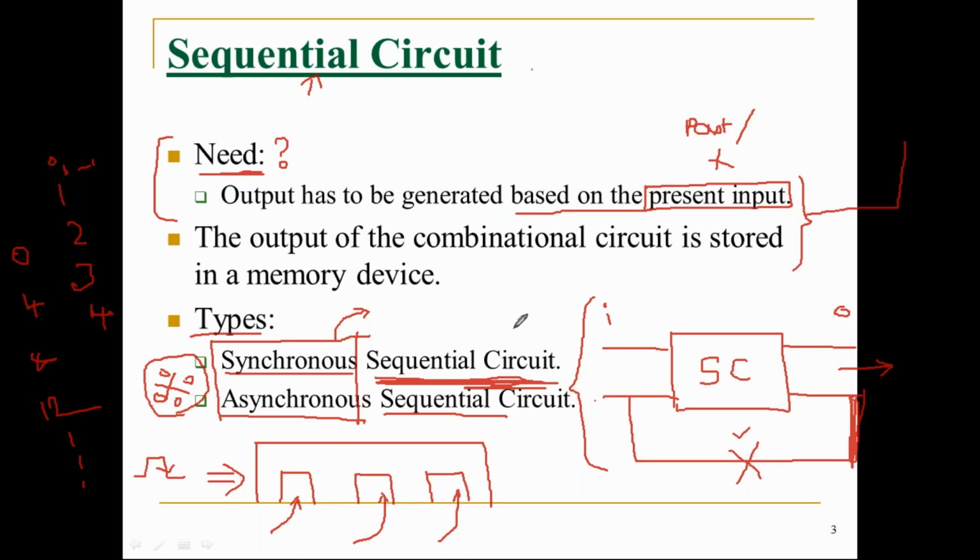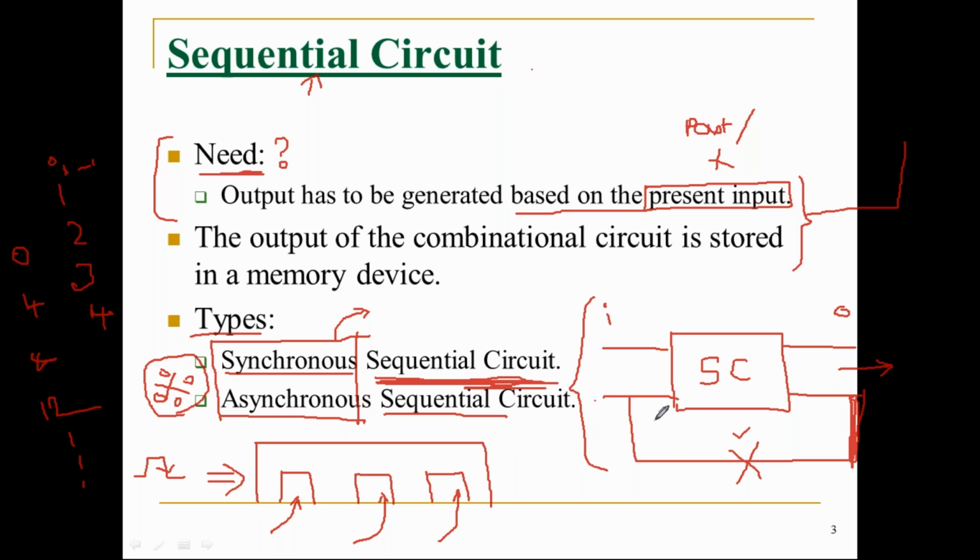It is a very important fundamental, you should keep it in your mind. The question may come in your university examination as a 2 mark question. Types of sequential circuit: you can simply write synchronous sequential circuit and asynchronous sequential circuit. The example for both cases is the same.